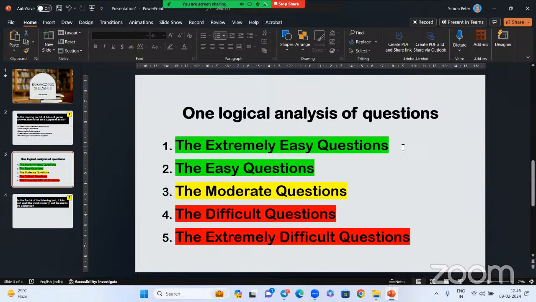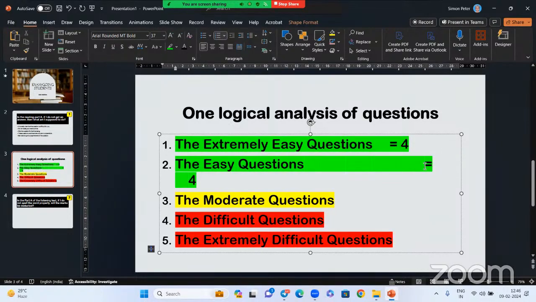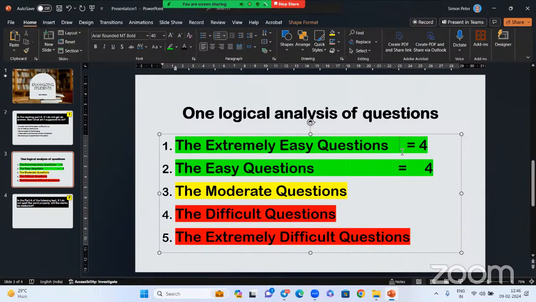Now let me tell you one thing. Out of 20 questions, the extremely easy questions will be 4, the easy questions will be 4, the moderate questions will be 4, the difficult questions will be 4, and the extremely difficult questions will be 4.